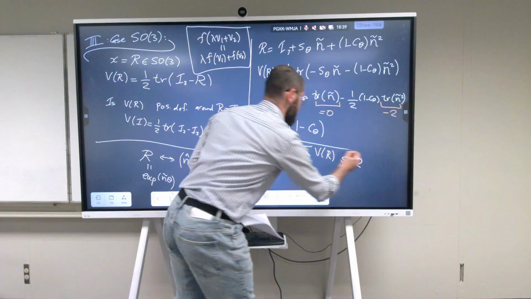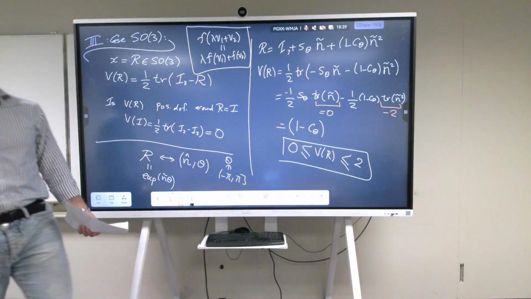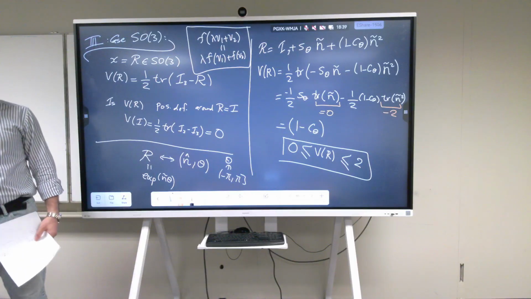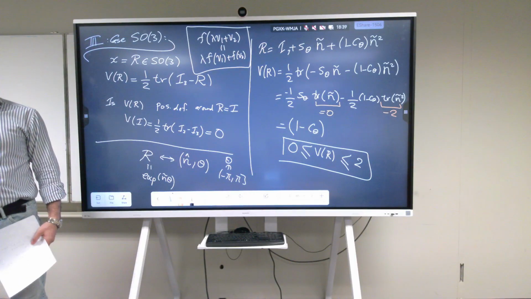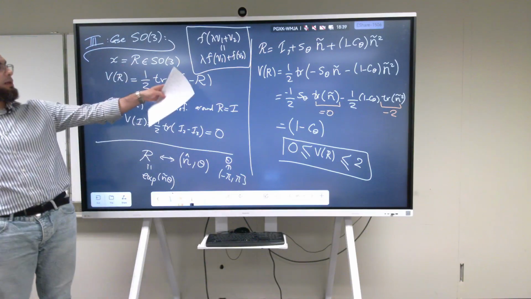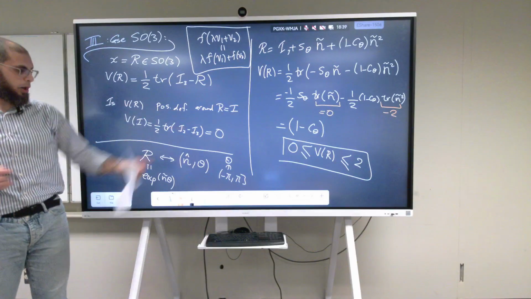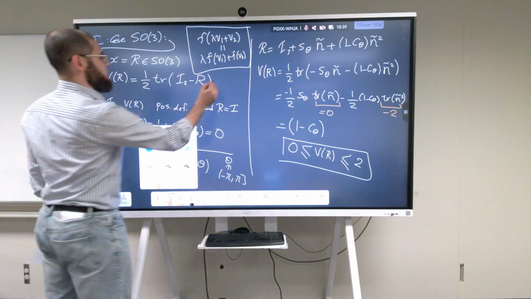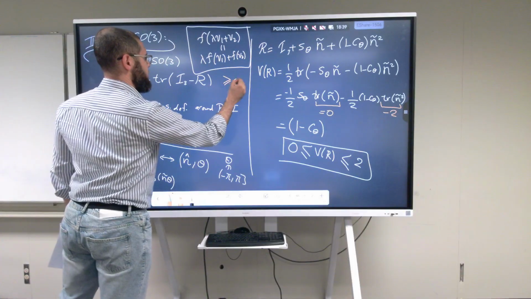Equal to 0. So is it positive definite? It is positive semi-definite, since 0 is included. So around this point, it's actually positive semi-definite.